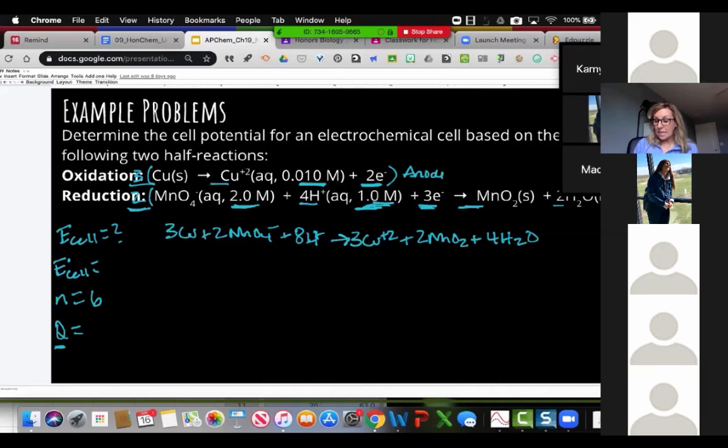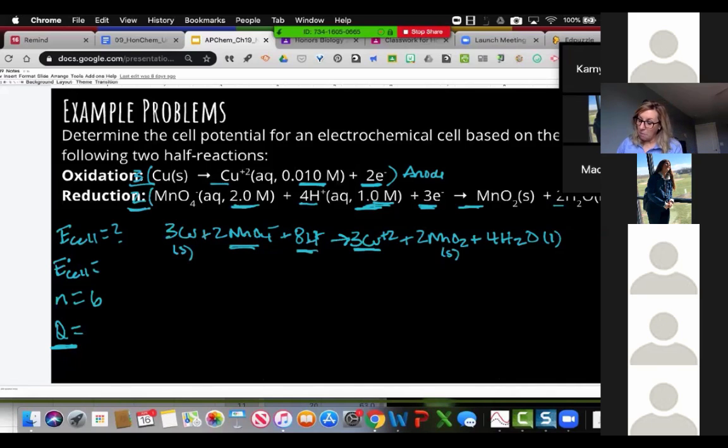So the reason I need the overall balance equation for this one is because I need this Q value. And the only way I can get a Q value is by taking products over reactants raised to the power of the coefficient. Now in this case, some of these are not going to be included. So this is a liquid, this is a solid, and then this one is aqueous, so I'll need this one. This one, the H plus is aqueous, and the MnO4 is aqueous. This one is a solid.